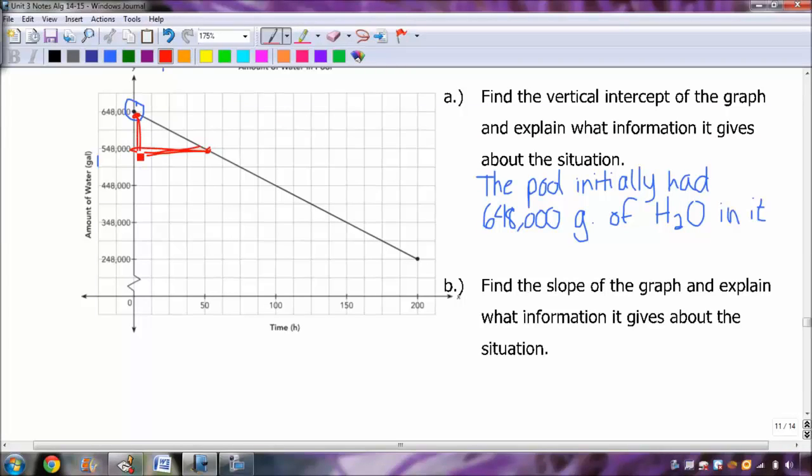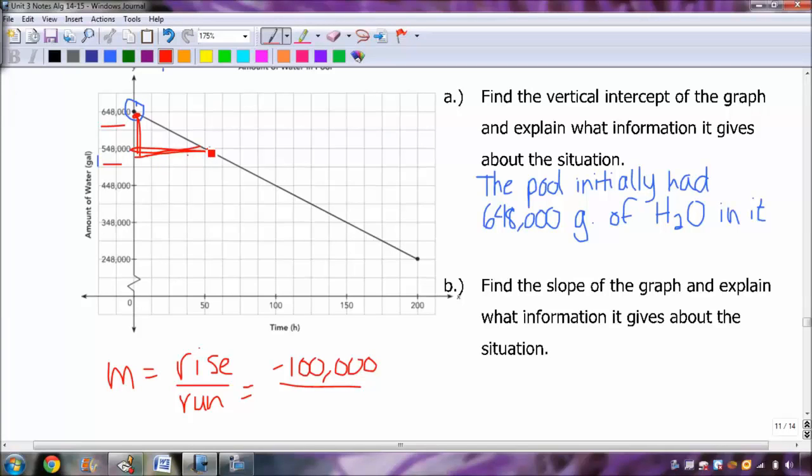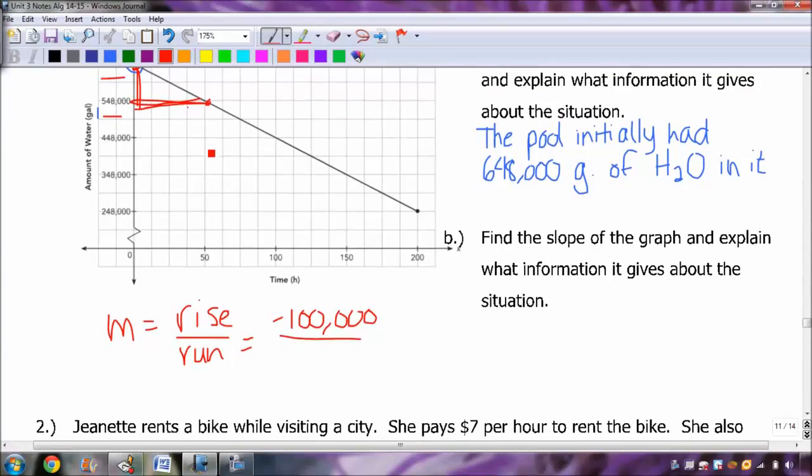Well, the rise, a lot of people will look at this and will say it's -2, but please be really careful to look at your units. It's not -2. It went from 648,000 to 548,000. So the slope, or the rise, went down by 100,000. So we'll say it's a -100,000, okay? And then the run, a lot of people, be careful, will say it's 1, 2, 3, 4. But it's really not 4. It went from 0 to 50, so it's -100,000 gallons in 50 hours.